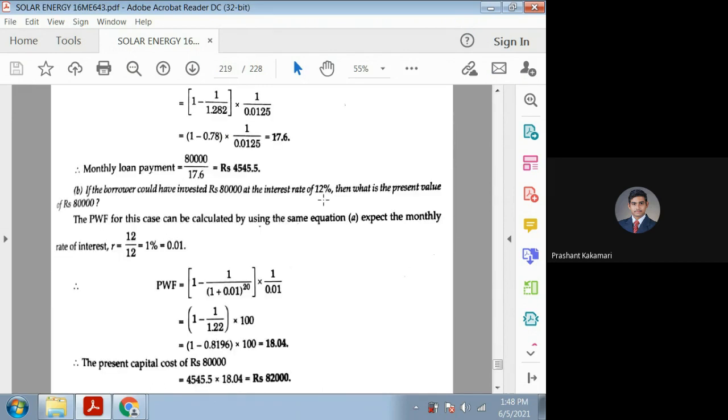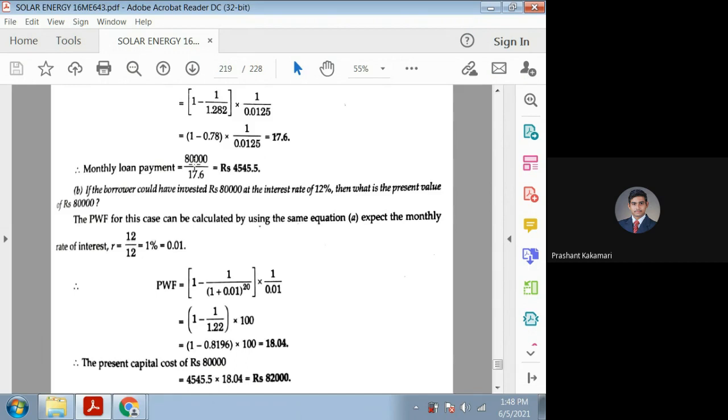He has to pay every month 4,545.5 rupees. Every month he has to pay this amount until 20 months is over. So if you multiply this equal monthly installment, or EMI, of 4,545.5 into 20 times, you will get the total amount for 15%, how much he is going to pay.